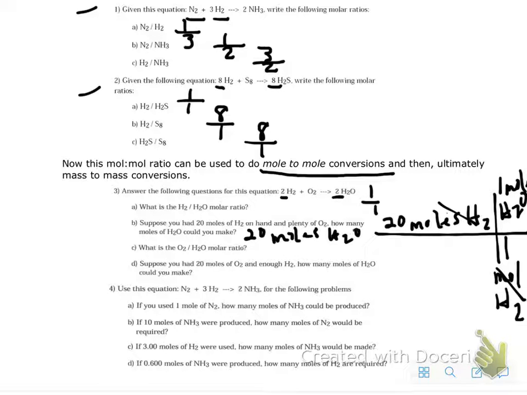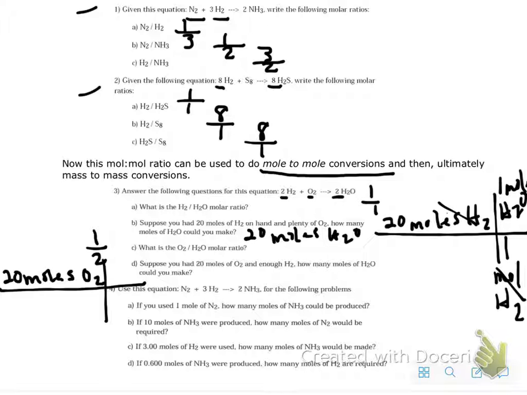Okay. The letter C says, what is the oxygen to water molar ratio? Oxygen to water is 1 to 2. So I'm going to write my fraction 1 to 2. If I have 20 moles of oxygen and enough hydrogen, how many moles of water can I make? Well, if I go to set this up, it looks like this for my conversion factor. 20 moles of oxygen. Okay, and my mole to mole ratio is 1 to 2.